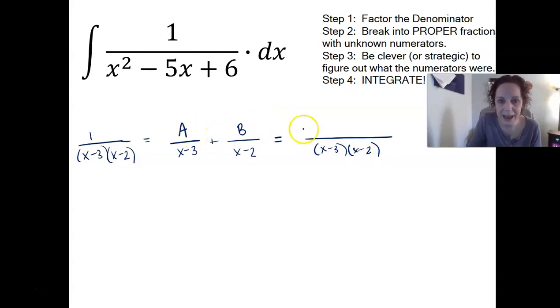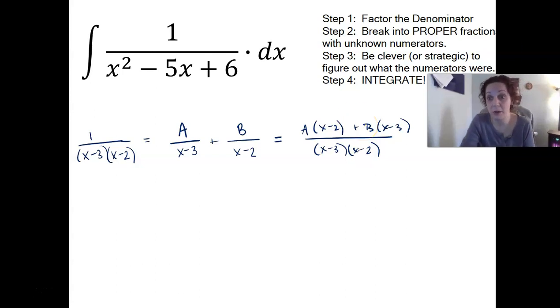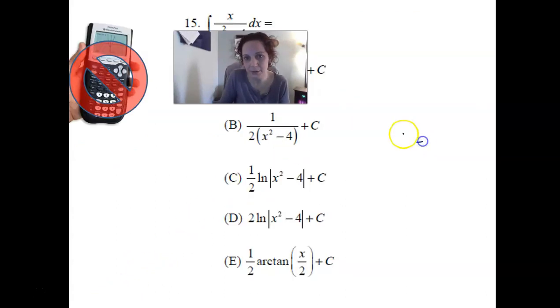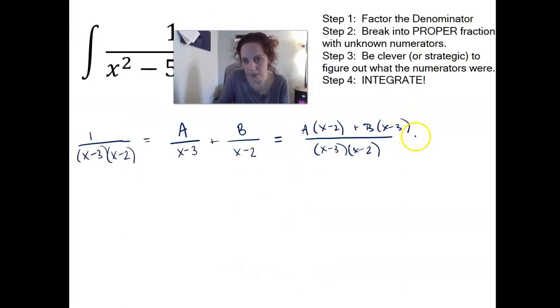My numerator would be a times x minus 2 plus b times x minus 3. Okay? If I had these two fractions and I tried to combine them into one, which is what happened, right? My numerator would be this. Now, I don't know what a and b are yet. I do know, however, what this numerator ends up being. This fraction ended up simplifying to 1 over x minus 3, x minus 2. This is where I started, right?